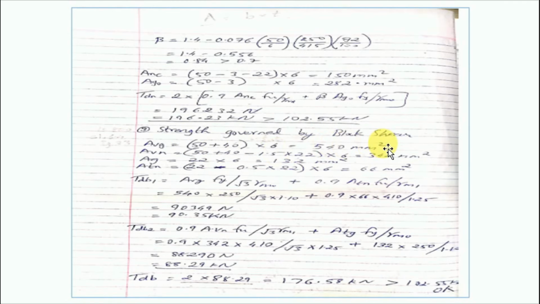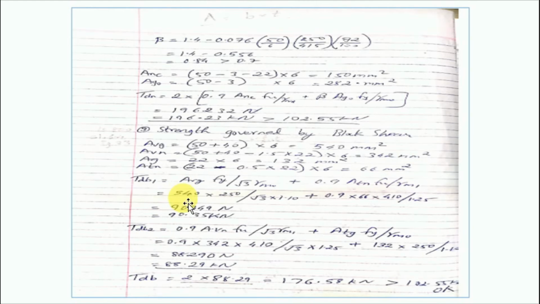Now we'll be calculating strength governed by block shear. For that, we have to find AVG, AVN, AG and ATN. We are getting this formula from page number 33 of IS 800, clause 6.4. This formula will be used to find the strength governed by block shear.